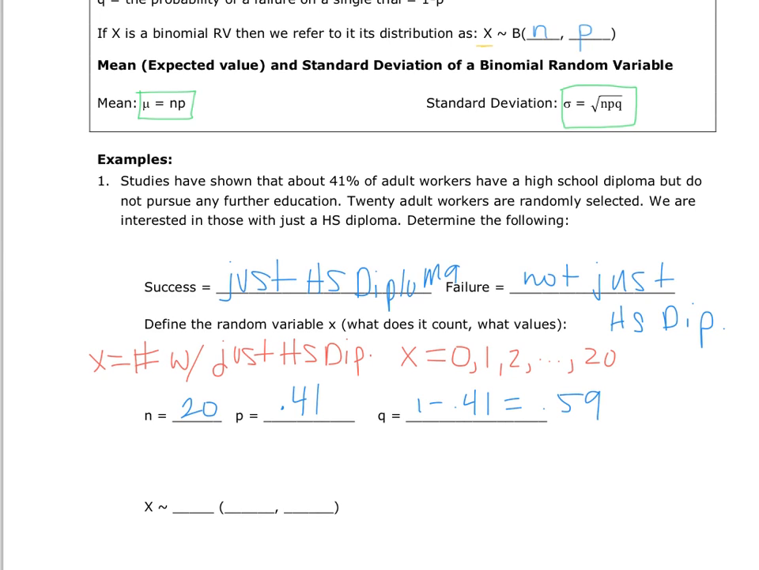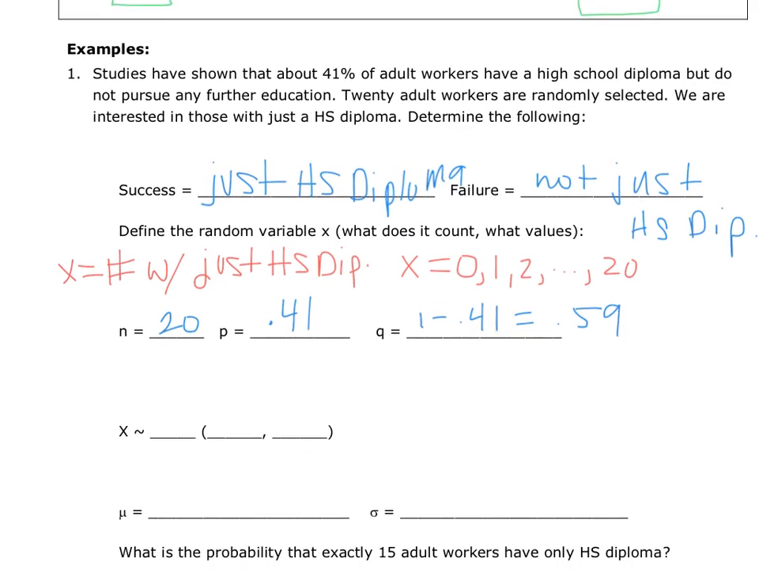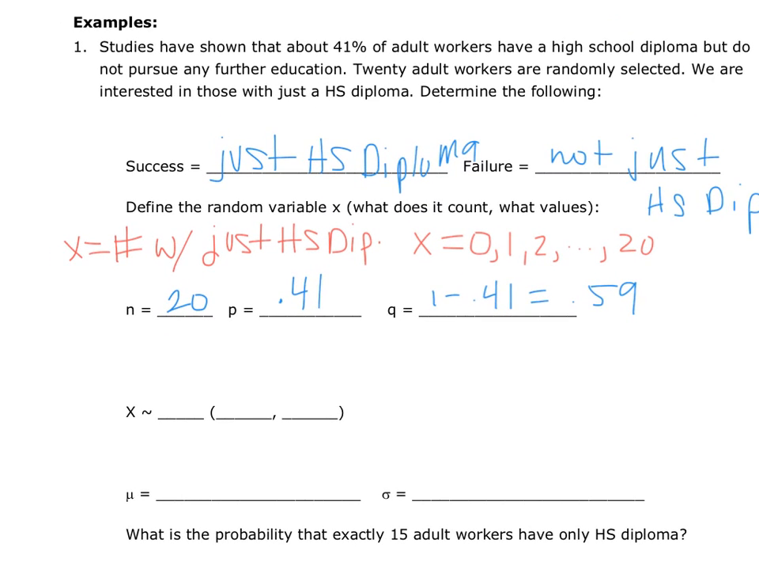We can now define this random variable using shorthand notation. The random variable is binomial, so we use that uppercase B, with n equal to 20 and p equal to 0.41. Now, this is important because this really is all we need to know to calculate the mean and standard deviation, and what we need to know to calculate probabilities, which we'll get to.